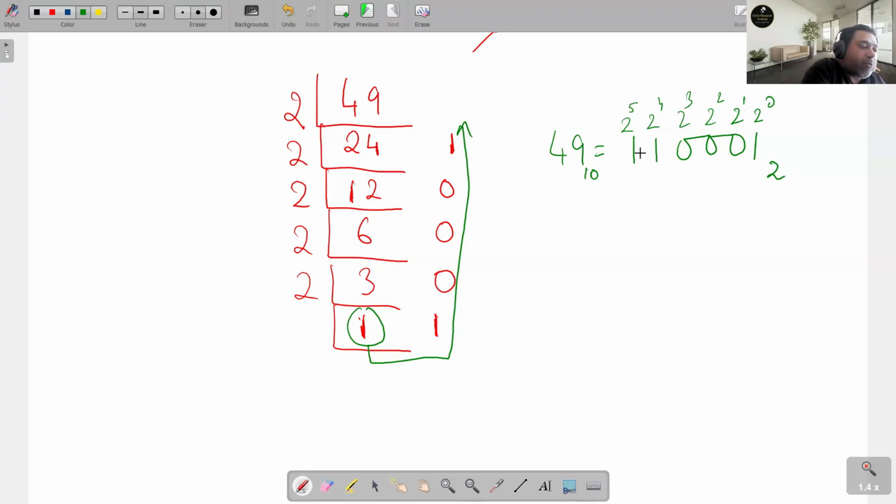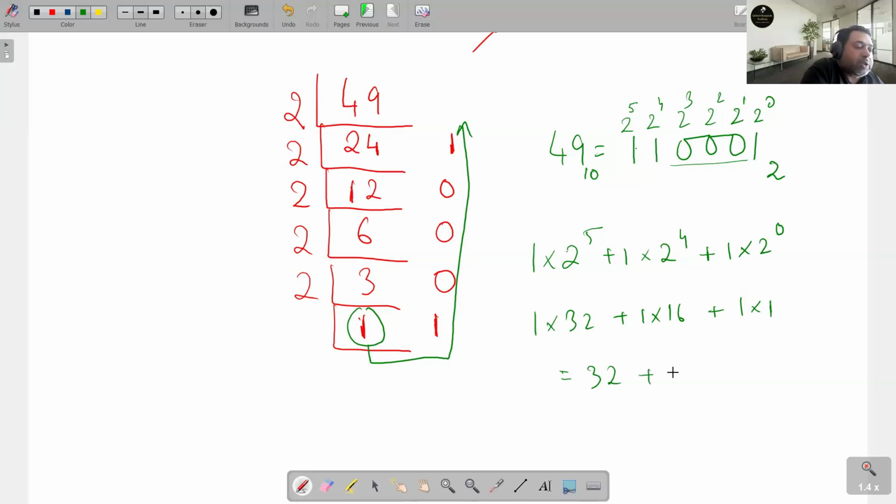So for 49, this is 1 into 2 raised to the power 5 plus 1 into 2 raised to the power 4. The rest are all going to be 0, so I'm not considering those, since anything multiplied by 0 will be 0. And the last is 1 into 2 raised to the power 0. So this is 1 into 32 plus 1 into 16 plus 1 into 1, which is 32 plus 16 plus 1, which is 49. We verified that. So our answer is going to be 110001, which is the value of n.